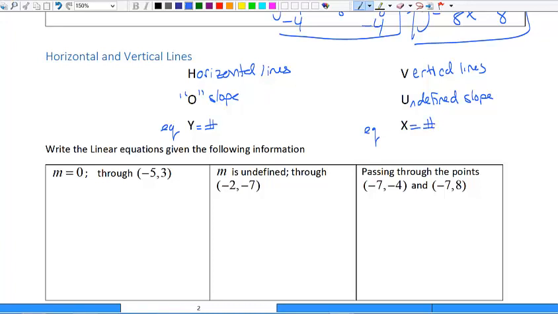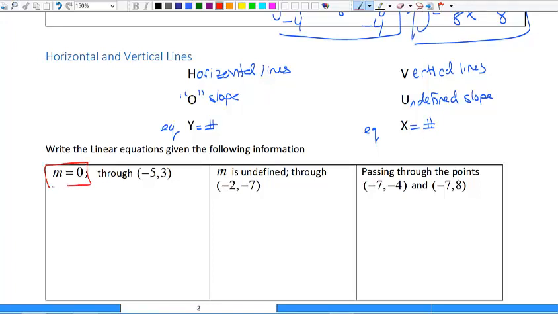Write the linear equations given the following information. So, if you have a slope that is either 0 or undefined, you don't have to do a whole lot of work to get your answer. You know all the equations will either be y equals a number if it's a 0 slope or a horizontal line, and x equals a number if it's an undefined slope or a vertical line.